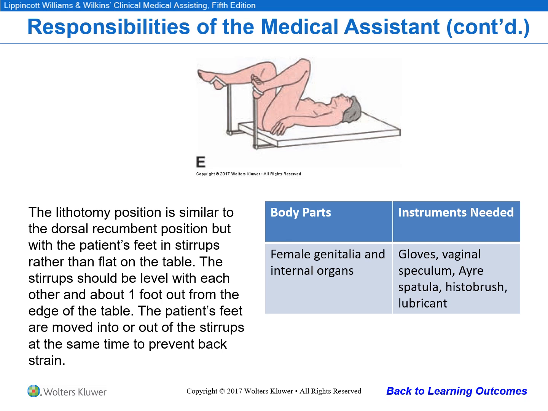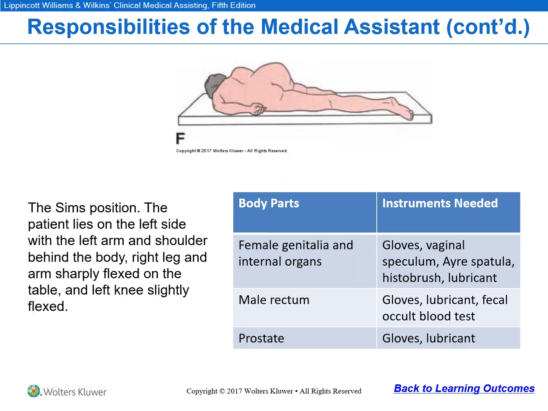Lithotomy, and this is one where typically you're going to have somebody with their feet up in stirrups, and a vaginal exam is the most common with the lithotomy position. Sims position is where the patient is lying on their left side. And again, we can do this for females for their genitalia. We can do this for rectal exams. And for the male, we can do this also for a prostate exam.